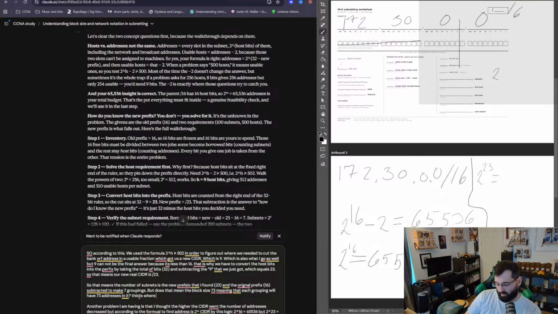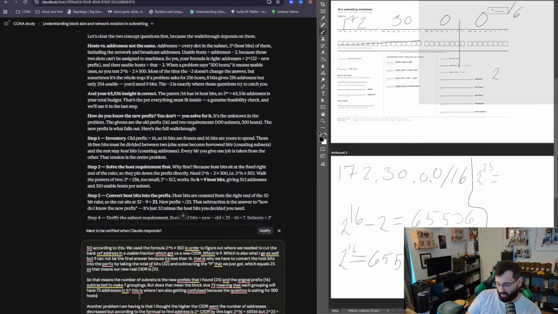This is where I am also getting confused, because the question is asking for 500 hosts per subnet.